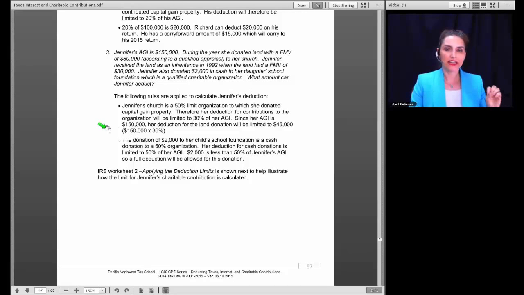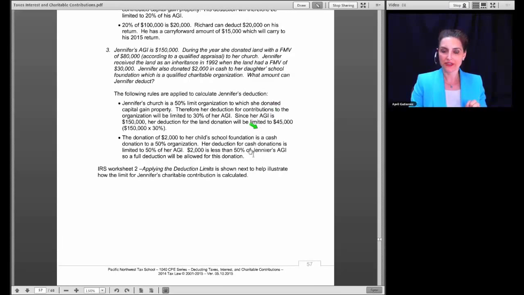We're therefore going to take $150,000 of her income and multiply that by 30%. When we do that, we get $45,000. We're then going to look at the donation of $2,000 to the church, and when we add those two numbers together, we have her deduction, $47,000. So nobody could get the right answer. This one is a tough one.